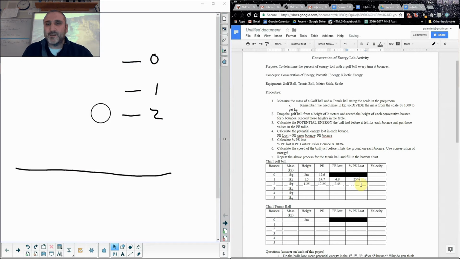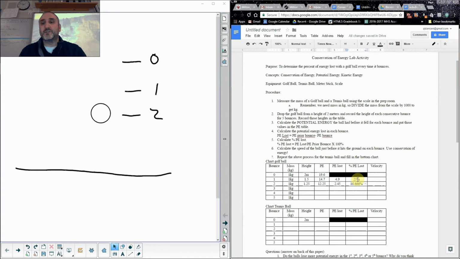Okay, and what that really means is I started with 19.6 joules of energy. In the first bounce, I lost 4.9 joules of that 19.6 joules. So I lost 25% in that first bounce. In the second bounce, I started with 14.7 joules. I lost 2.45 of them. So the same deal, 2.45 out of 14.7. That is 16.6%.